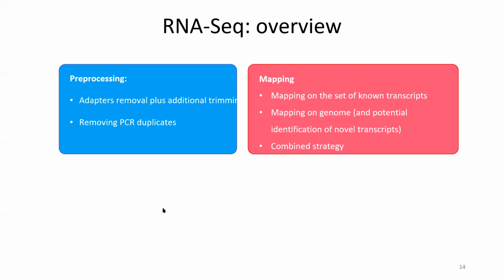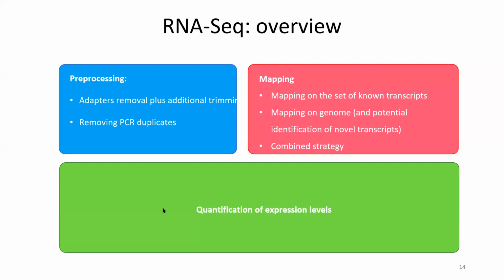And then we map them onto the known transcripts or onto the genome, and this is entirely done to find new transcripts as well. Also, we use a combined strategy. We try to find novel transcripts, or we identify the known transcripts as well, and then we quantify. Here I would like to take a pause and ask you to log on to the server, because the next step is actually going into the server. So I will take a pause here and ask you to log on to the server if you haven't.